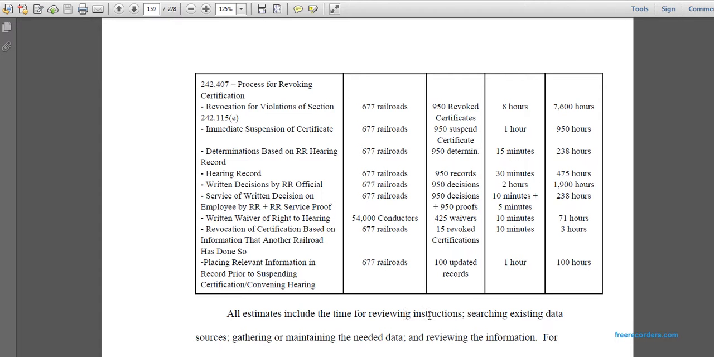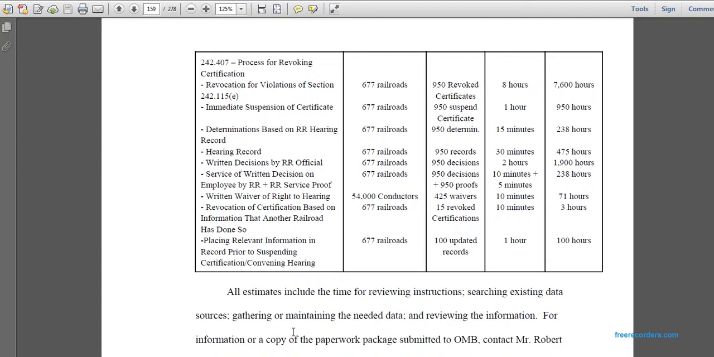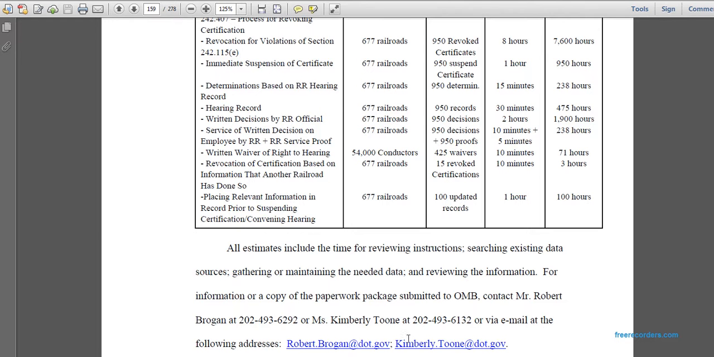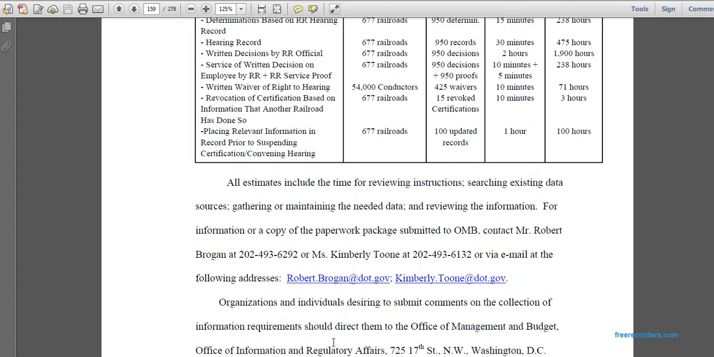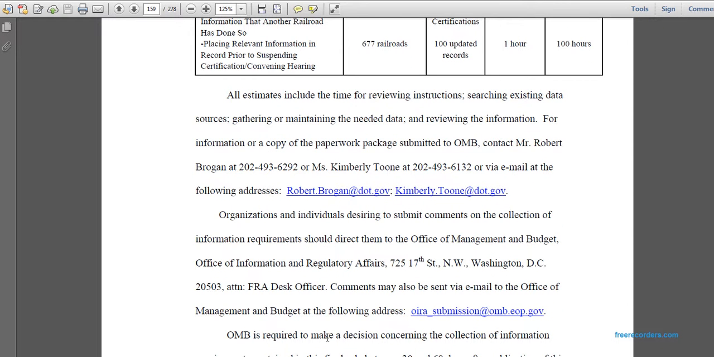All estimates include time for reviewing instructions, searching existing data sources, gathering and maintaining the data needed, and reviewing the information collection. For a copy of the paperwork package submitted to the Office of Management and Budget, contact Mr. Robert Brogan or Mrs. Kimberly Toone by phone, or via email at the following addresses: robertbrogan@dot.gov or kimberlytoone@dot.gov.